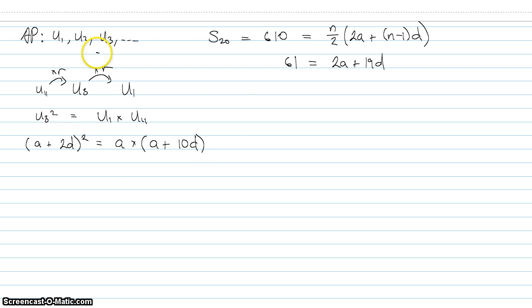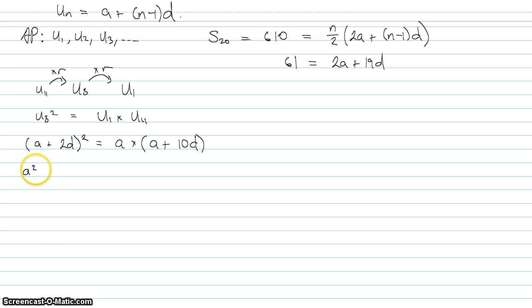If you're a little bit unsure about how I'm getting these, please recall we have this formula that Un is equal to a plus (n minus 1)d. So this is the general form for a term Un. Just substitute in the correct n and you'll get these answers. So what does that give us?